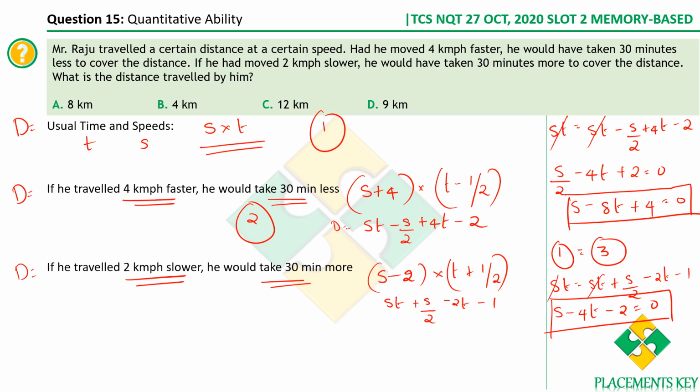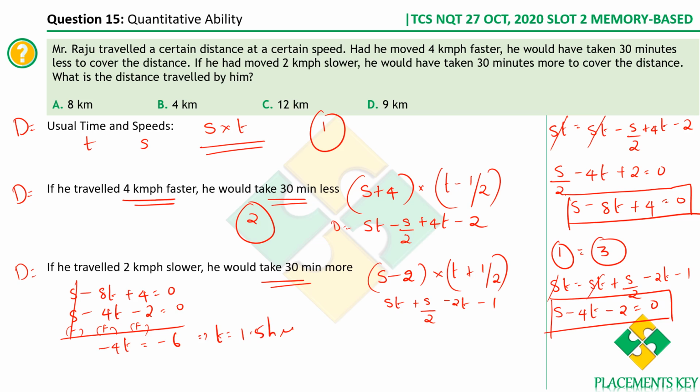Two equations with two variables, so we can solve for s and t, after which we can compute the distance. We can just subtract these two equations. The first equation is s minus 8t plus 4 is equal to 0, and the second equation is s minus 4t minus 2 is equal to 0. Subtracting, we get minus 4t is equal to minus 6. That is, we get the time as 1.5 hours.